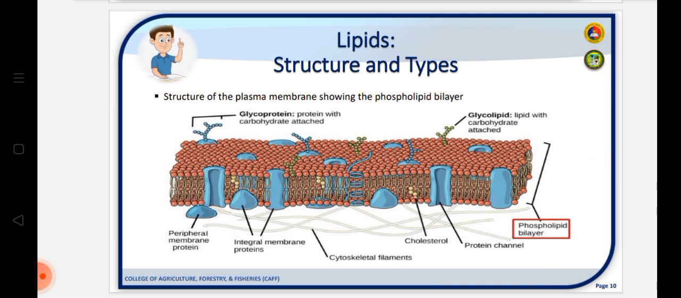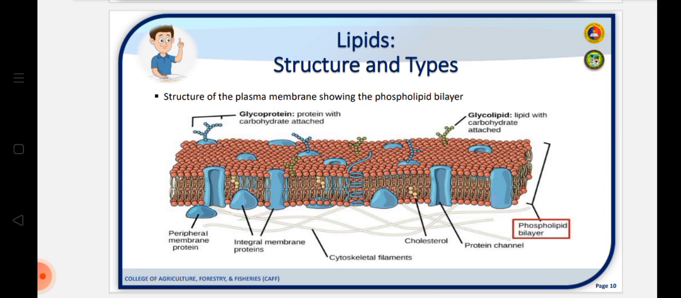Now that we've discussed the basic types of lipids, let's zoom in on one of their most critical roles: forming the plasma membrane. This structure is fundamental to all living cells, and its integrity depends heavily on the lipid composition. We have here the structure of the plasma membrane showing the phospholipid bilayer.